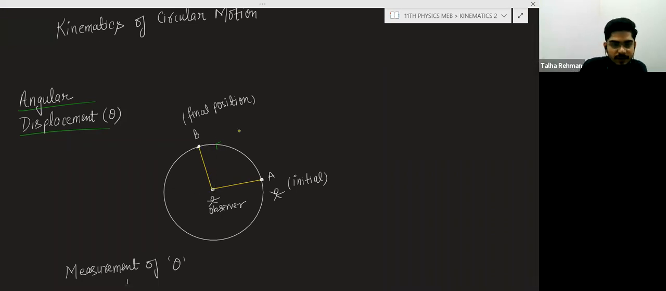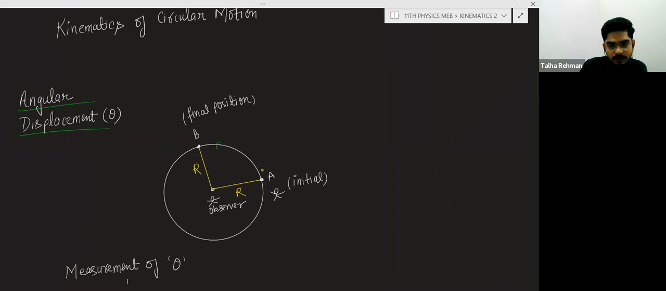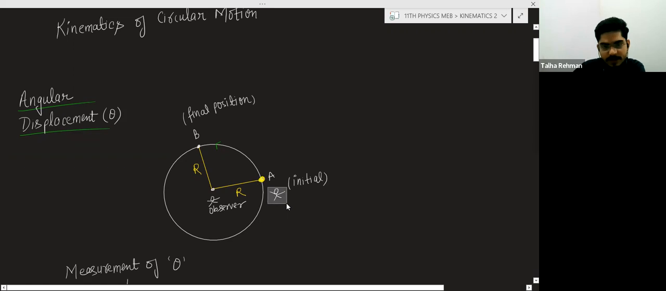So this is a circle. This will be the radius of the circle, and this also will be the radius of the circle. And you are watching the motion of this person. This person started the motion from A and finally reached the final position at B.